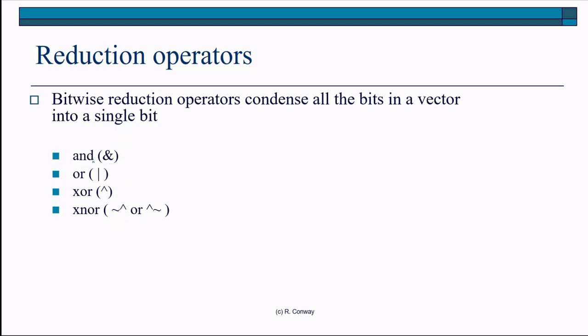So we have the reduction AND, reduction OR, reduction exclusive OR or reduction XOR, and the reduction exclusive NOR or the reduction XNOR. In addition, there are 2 further reduction operators, the reduction NAND and the reduction NOR. The reduction NAND operator is given here, and the reduction NOR operator is given here.